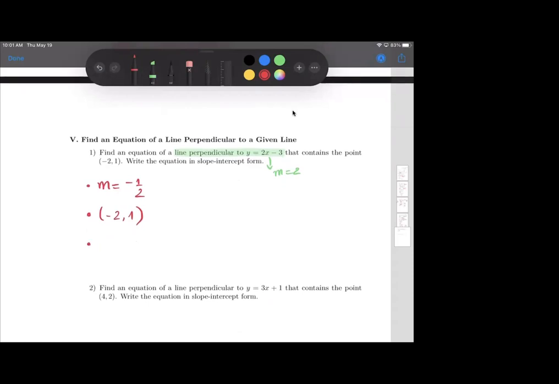Okay, so now we use the formula. y2 minus y1 equal m times x2 minus x1.